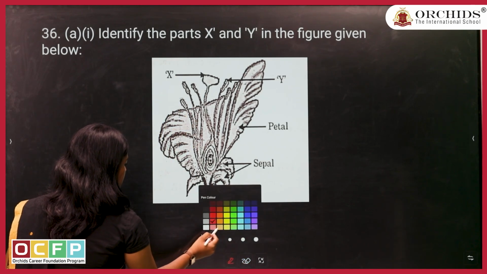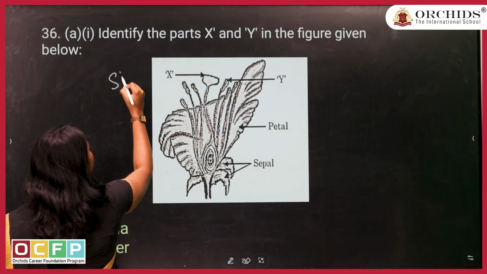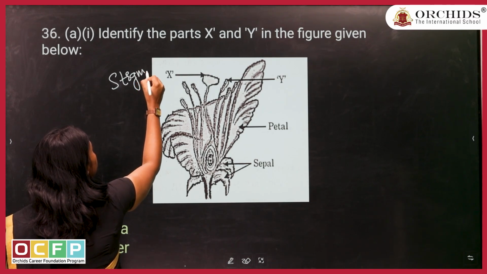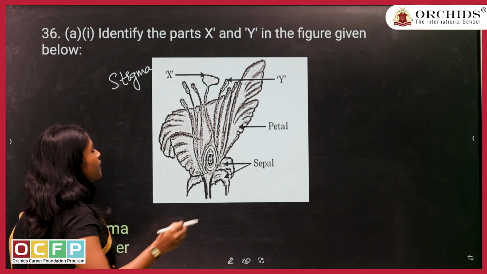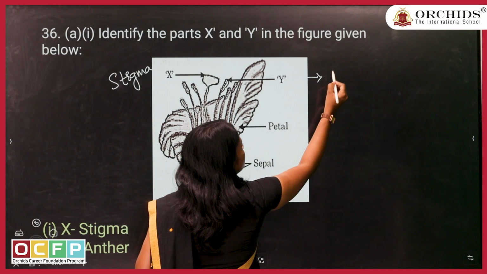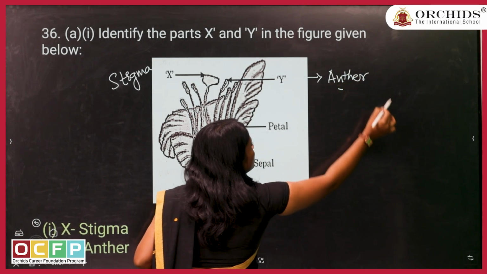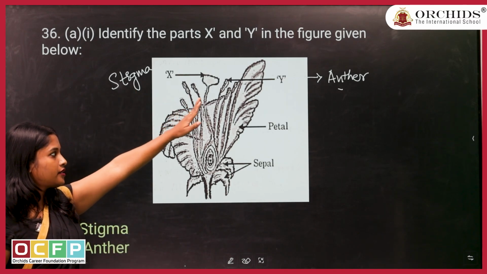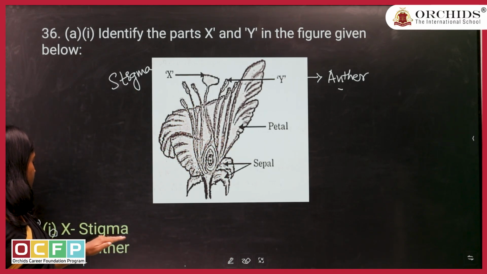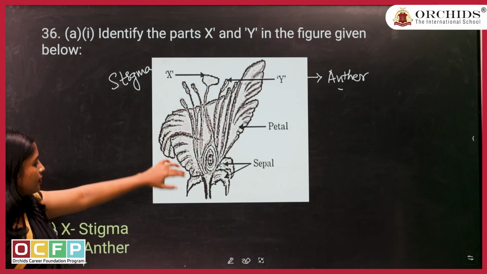Sorry, my bad. It's stigma. It's the female part of the flower. So Y, if you observe, it is anther. You just have to identify what is X and what is Y. X is stigma and Y is anther.